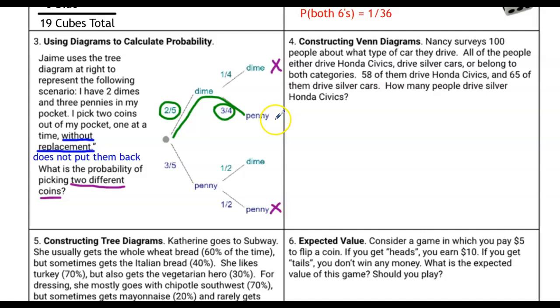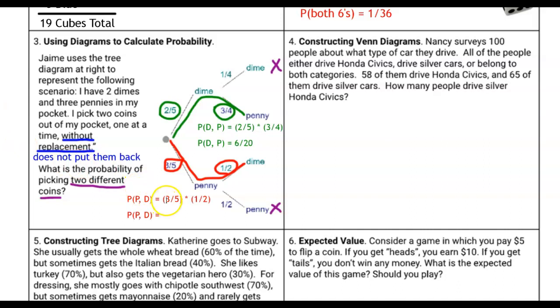So this outcome, which is first dime, then penny, is 2 out of 5 probability for dime, 3 out of 4 for probability of penny. Again, it's multiple events, so we take these numbers and multiply them. 2 out of 5 times 3 out of 4. So when we multiply across, we get 2 times 3, which is 6. Those are the numerators. And then 5 times 4, which is 20. And now we'll find the probability of penny, then dime. That's 3 out of 5 times 1 out of 2. So I do numerator times numerator. That's 3 times 1 is 3. 5 times 2 in the denominator is 10.